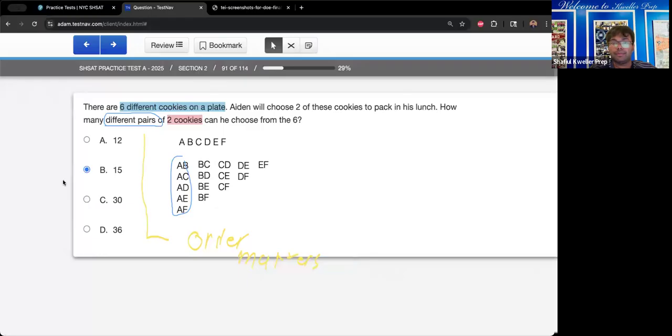Whatever Billy said, order matters. In this case, wait, no, order doesn't matter. The order of the cookie doesn't matter. You just have to put them in groups.